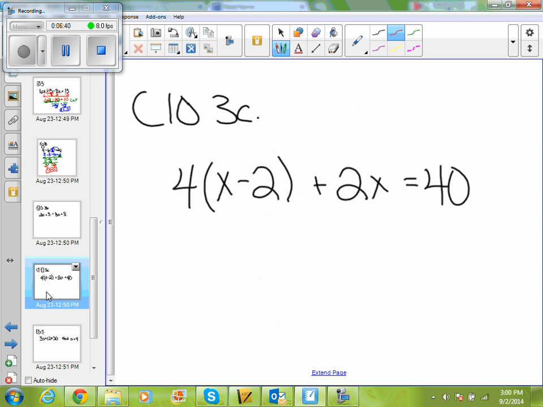Oh wait, let's do another one like that. So 4 times (x minus 2) plus 2x equals 40. First thing I have to do is get rid of the parentheses. So we distribute 4 times x and 4 times 2. 4 times x is 4x. 4 times 2 is 8. Minus sign stays in the middle. And then I still have this plus 2x equals 40.